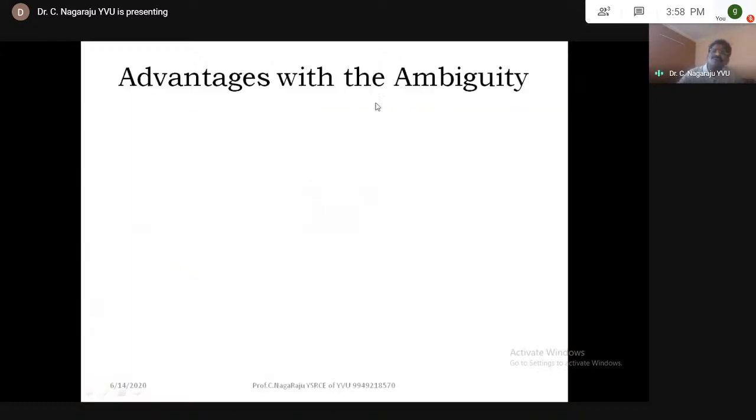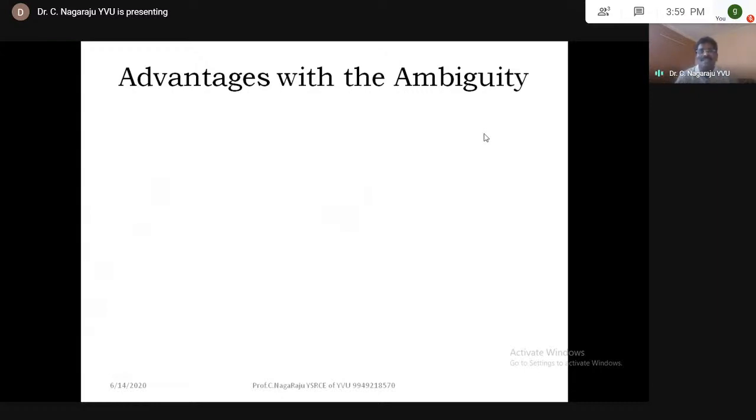So then, advantages with ambiguity. Actually, when you are using ambiguity, there is generally one drawback. But sometimes there are also some advantages with ambiguity.